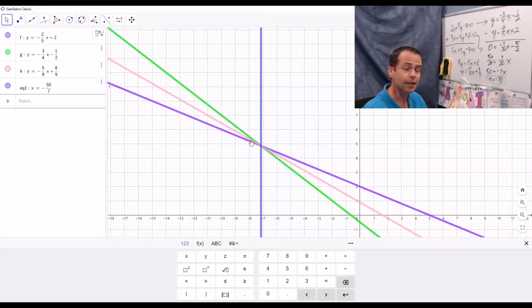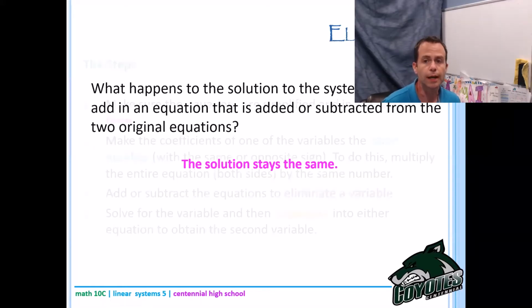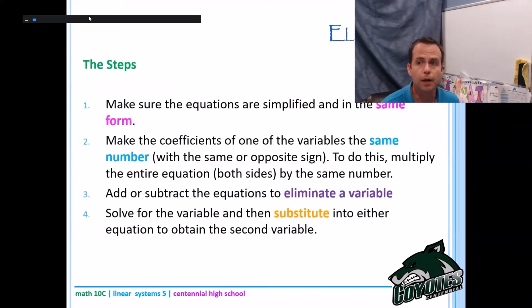So I want to make sure you have a visual of what elimination is all about, so that as we go through elimination, I don't want you to think that it's just magic, okay? So what happens to the solution to the system when we add in an equation that is added or subtracted from the two original equations? The solution stays the same, okay? And that is super, super helpful when we go to try and think about how we're going to solve the system by elimination.